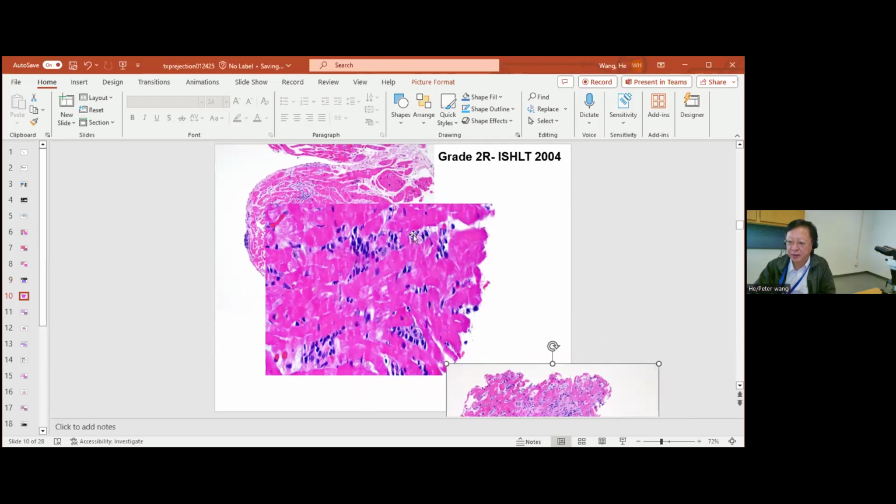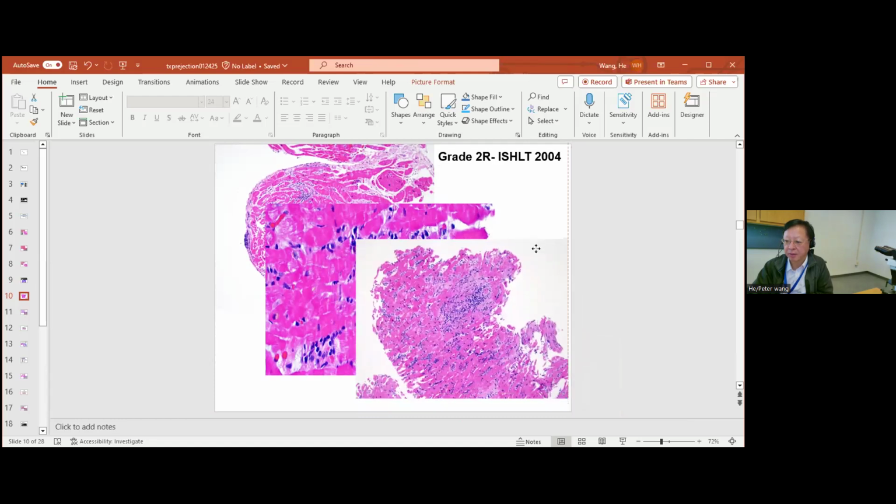So in this slide, you can see this is a lymphocyte in cardiomyocyte. This is in cardiomyocyte. Clearly, there's some cardiomyocyte damage. You see the clearing here. You see the encroachment here. So there are at least two foci, but they're not diffused together. This is clearly a 2R.